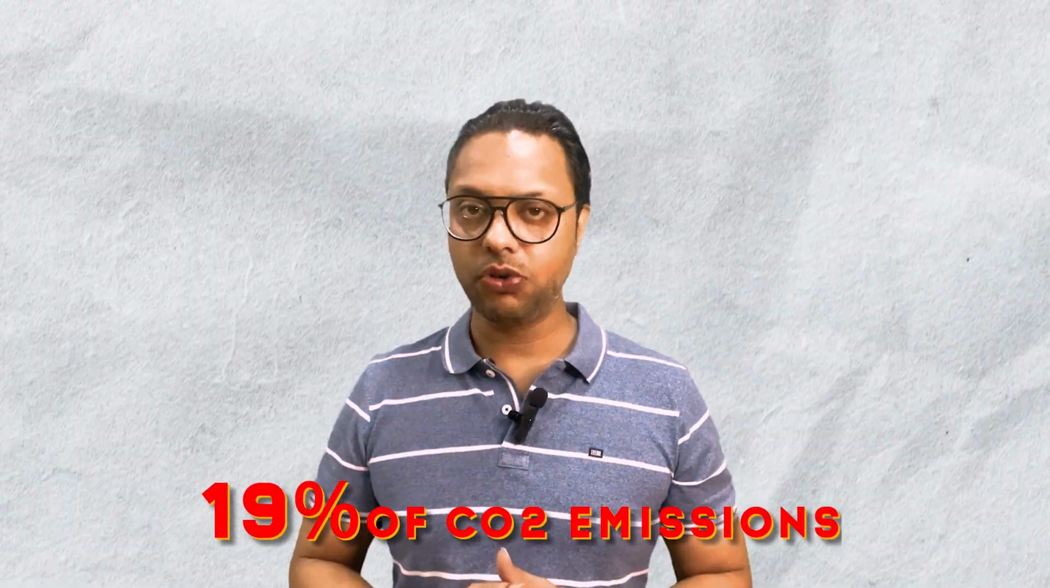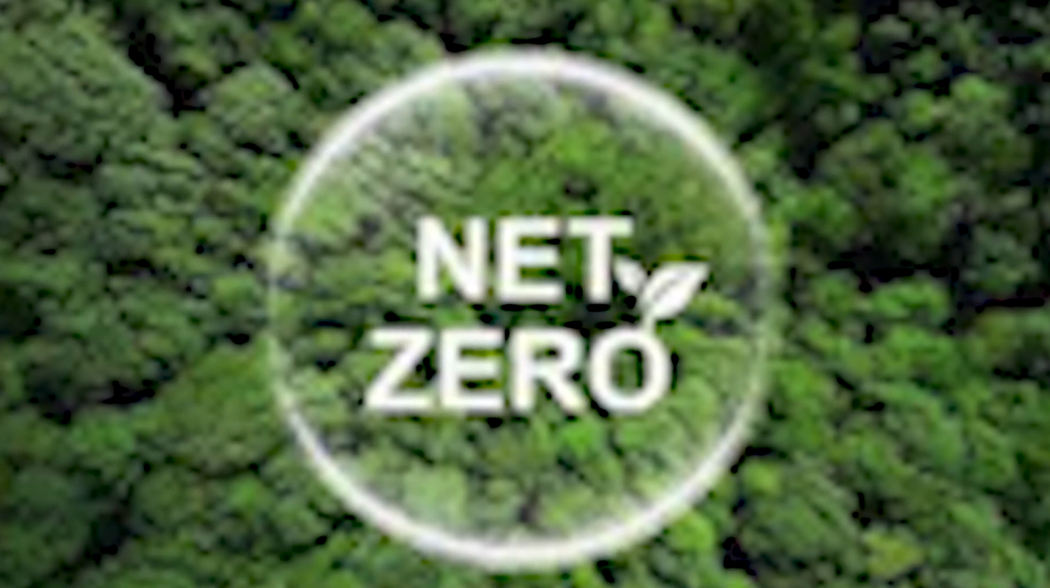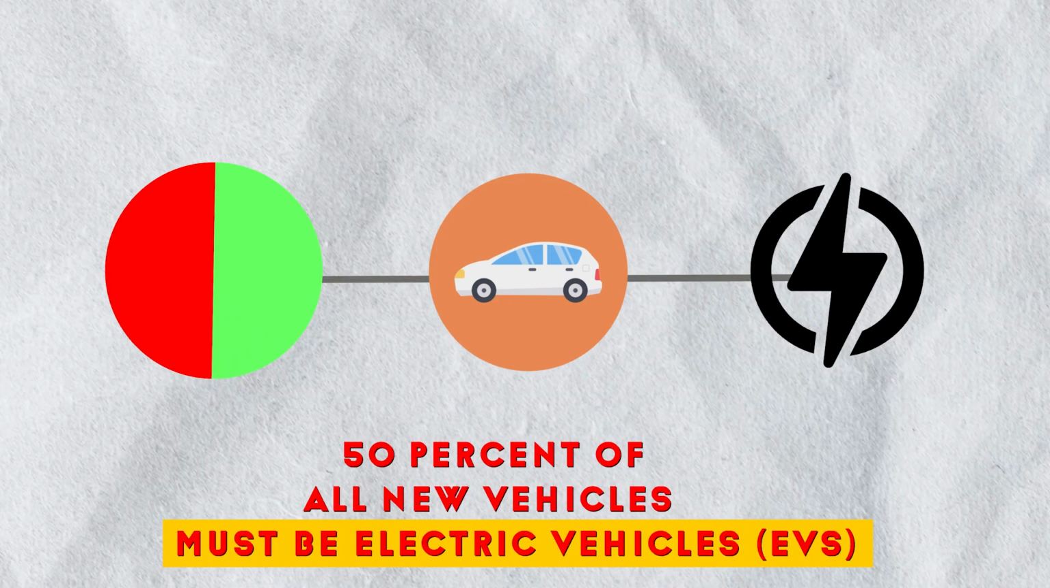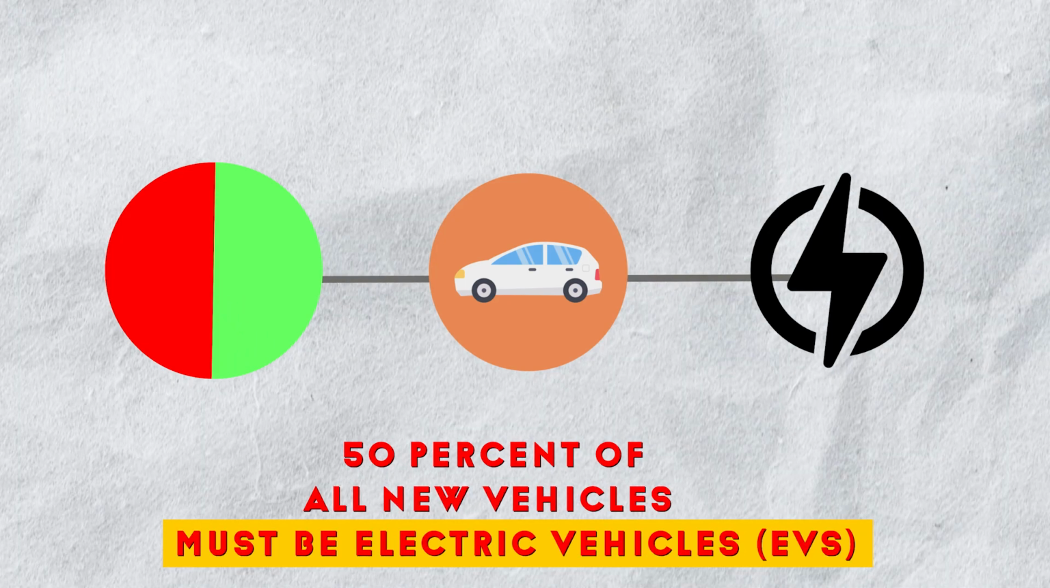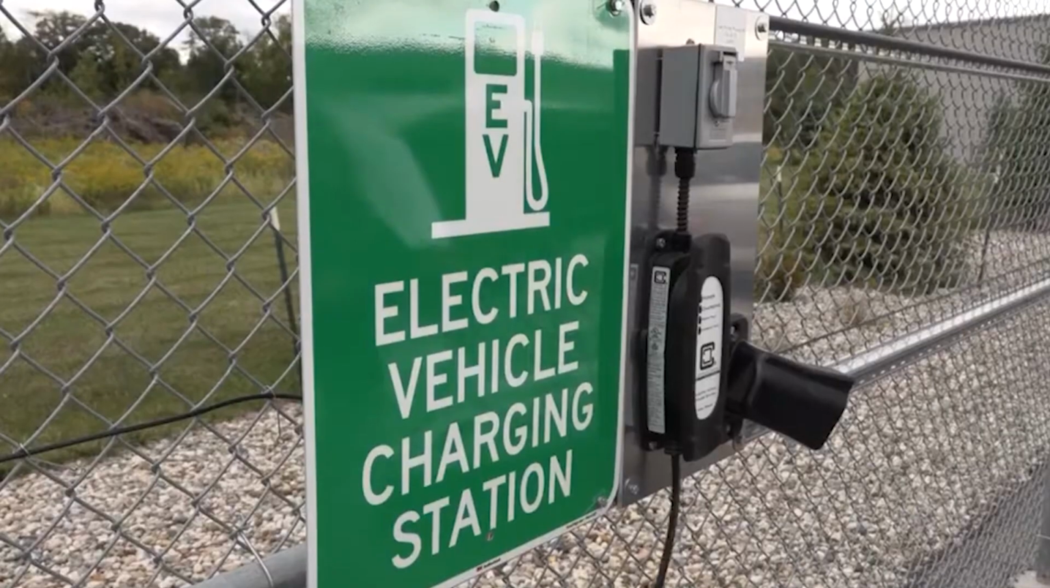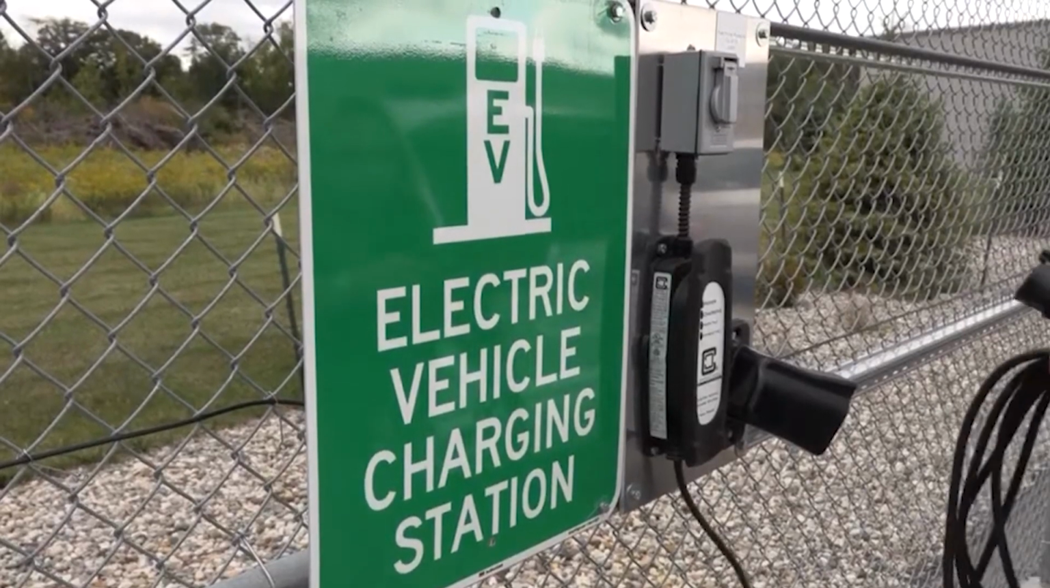Number 3, transportation. Transportation, including aviation and sea, generates 19% of CO2 emissions. To align our policies and our goals and to achieve net zero emissions by 2050 in the US, 50% of all new vehicles must be electric, and this electricity must be generated from renewable energy or hydrogen. More EVs on the road will necessitate expanding EV charging stations across the country as well as developing better and cheaper batteries.